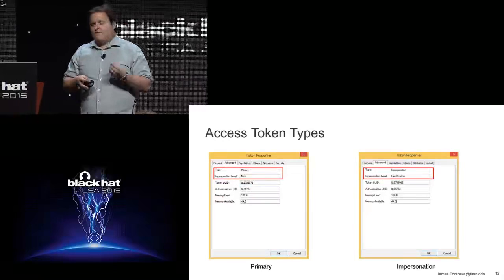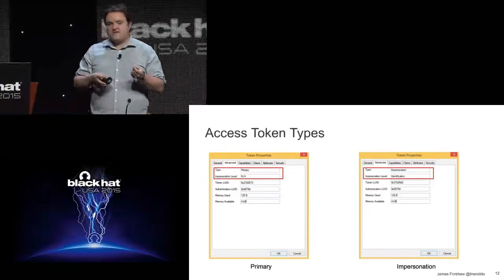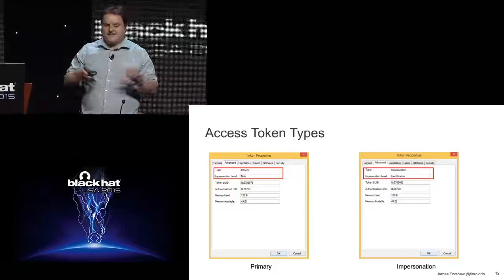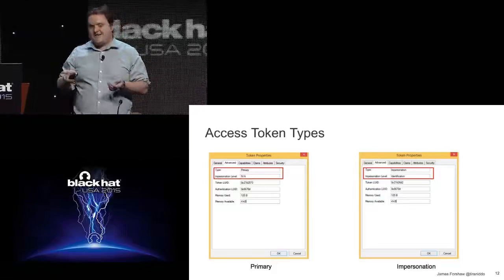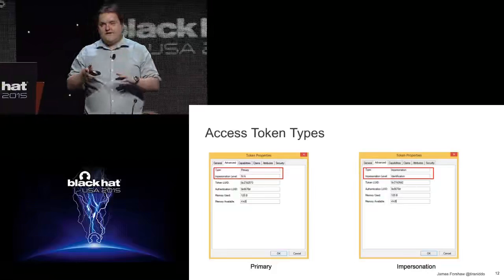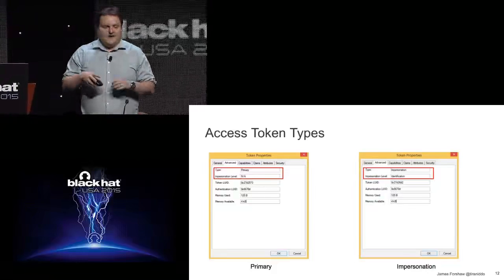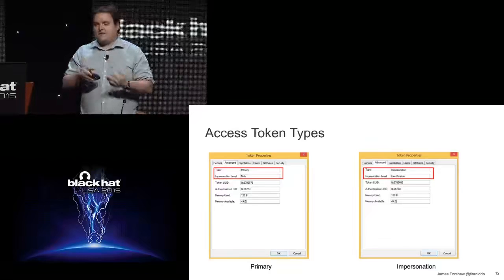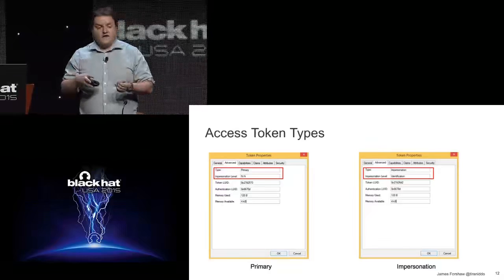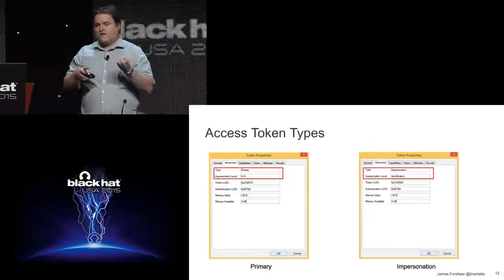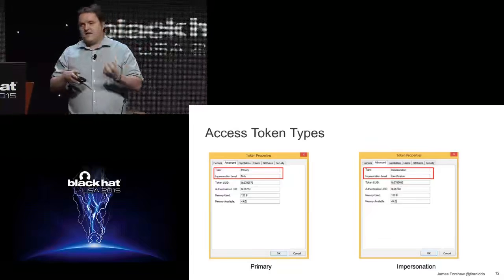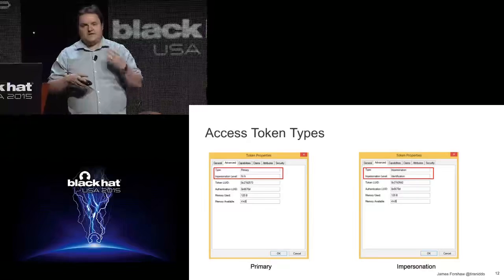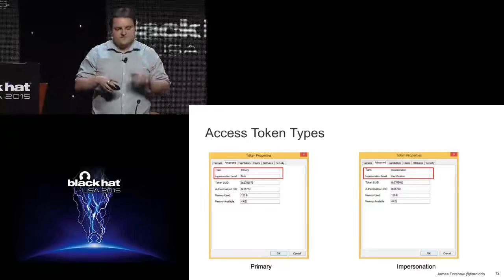Now, I categorized 4 types of tokens. But of course, that's still not the end of the story. There's actually 2 types of each type of token. They're just simple values which are part of the token structure itself. And the first type is the primary token. This is the token you assign to a process, the main token for that process.